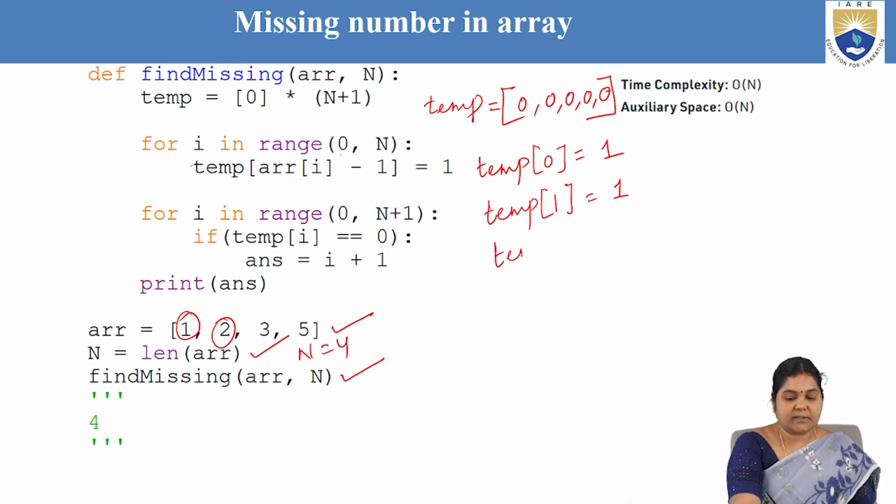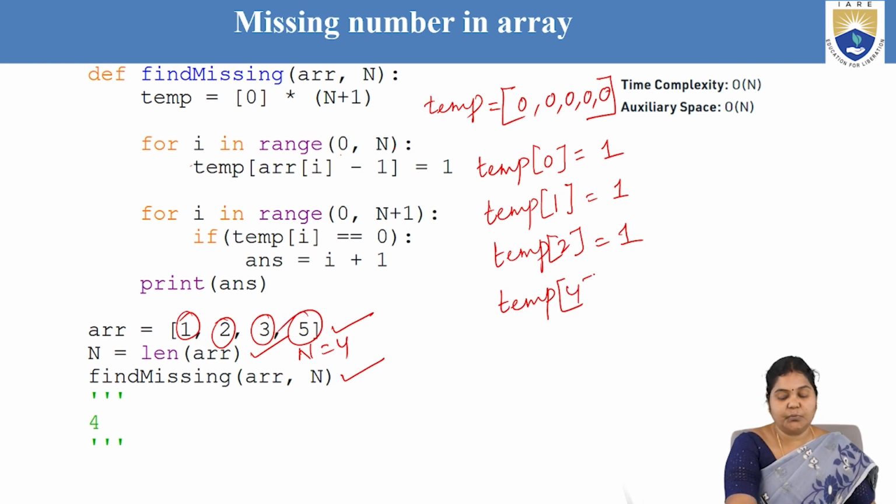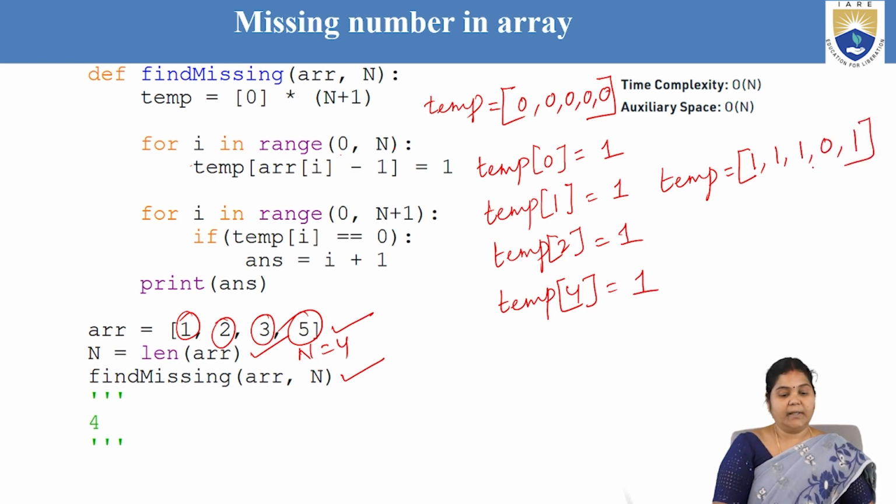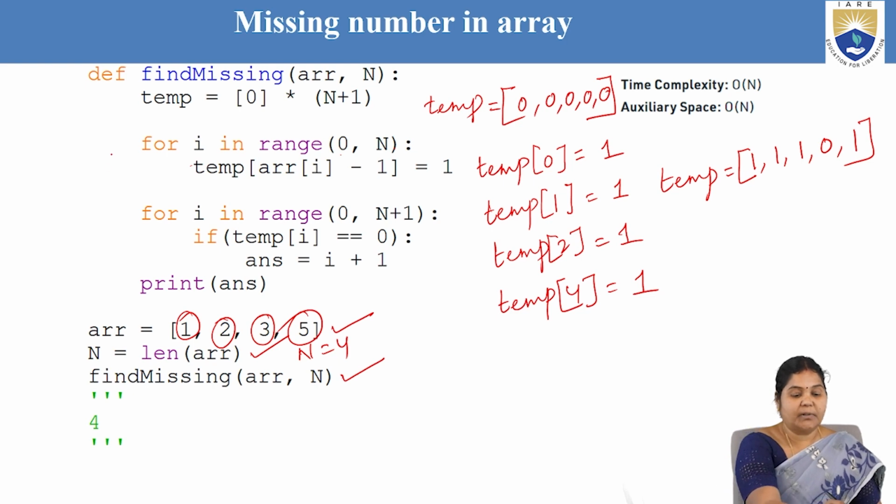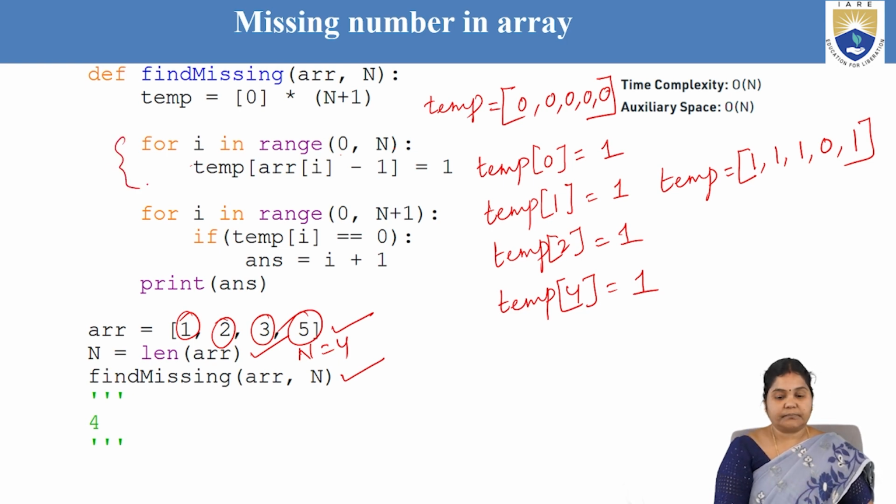Next, this is 3. 3 minus 1 is 2, so temp of 2 also contains 1. And next time it is 5. 5 minus 1 is 4, which also contains 1. That means my temporary array looks like 1, 1, 1, 0 and 1. This is the output after running this for loop.